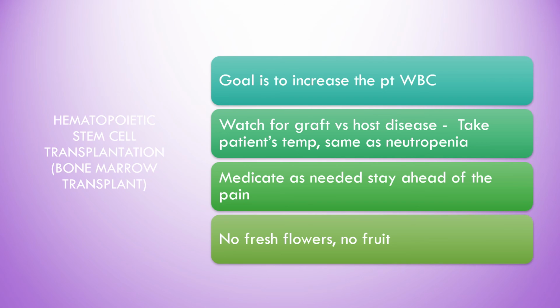So with a stem cell transplant or bone marrow transplant, the goal is to increase the patient's white blood cells. We're going to watch for graft versus host disease, and I have a website for you to look more into that on the last slide. Take the patient's temp, same as neutropenia. We will medicate them and stay ahead of the pain, and we are not going to allow them to have any fresh fruit or flowers in their room, as it may have germs that can infect them.